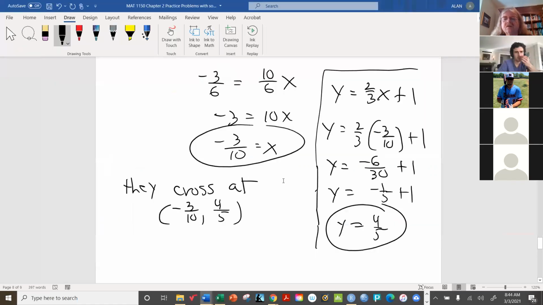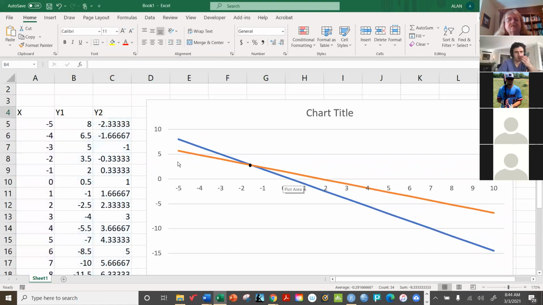So we predicted that it would be 4/5. You see what I mean? It's hard to be sure. It's such a clumsy graph. And that could be, I guess that could be 4/5 and -3/10.